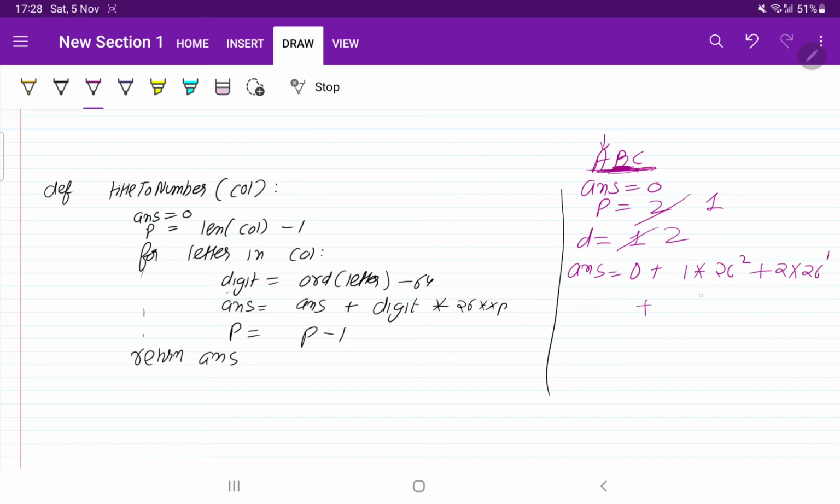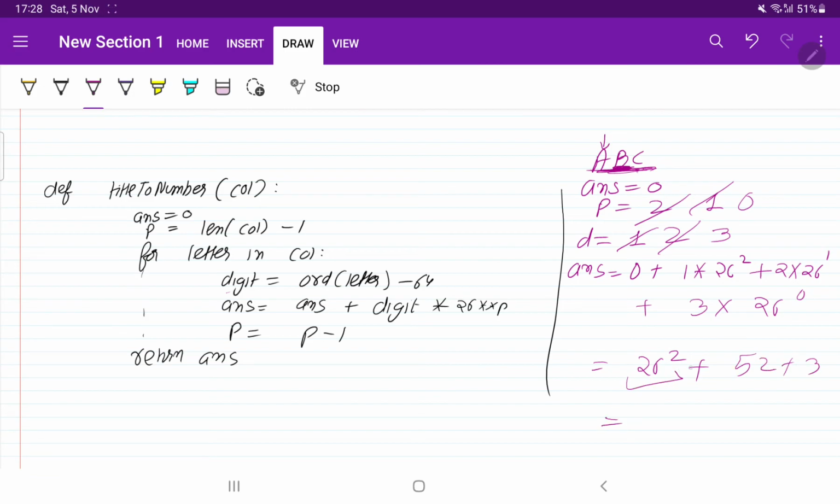We will come to the third element. So the digit is 3 now. So 3 into 26, and the power is also reduced, 26 to the power 0. So what will be the solution? 26 square, 26 into 2 is 52, plus 3.